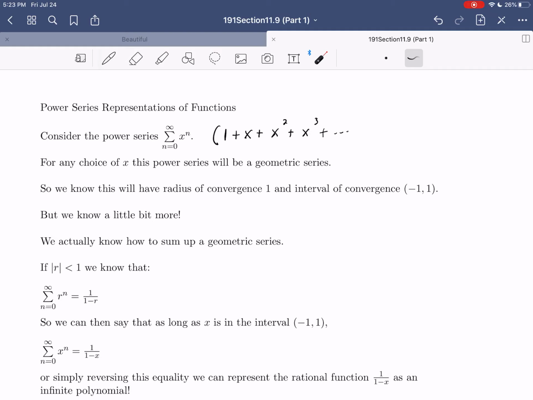Now, the interesting thing about this power series is that for any particular choice of x, if you choose an x value, this power series is going to become a geometric series. If you choose something like x equals 2, then you have the sum from n equals 0 to infinity of 2 to the n. That's geometric. If you choose x is minus 1/3, then you get the sum from n equals 0 to infinity of (minus 1/3) to the n. So no matter what x value you choose, you're going to get something that's geometric in nature.